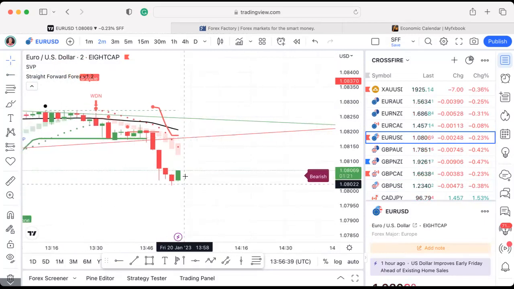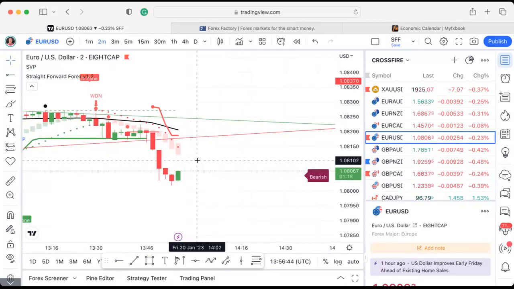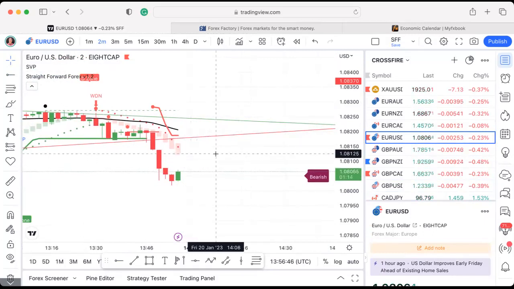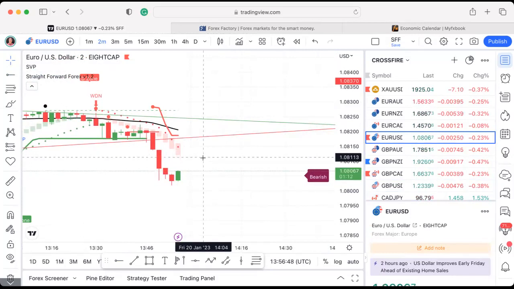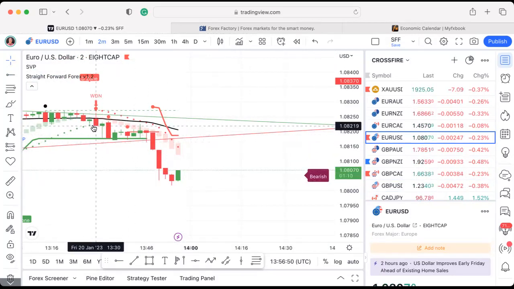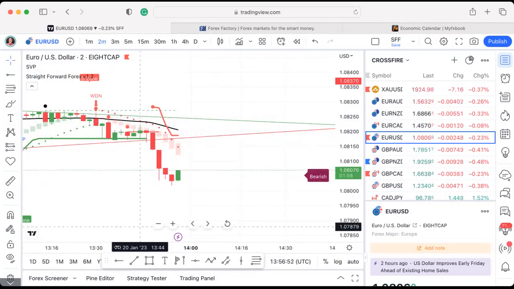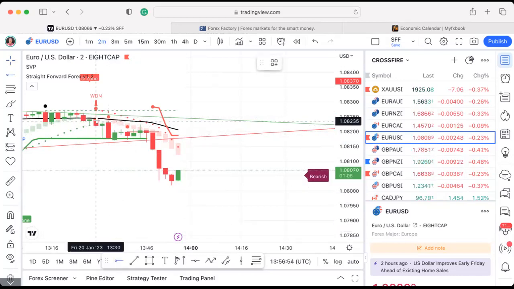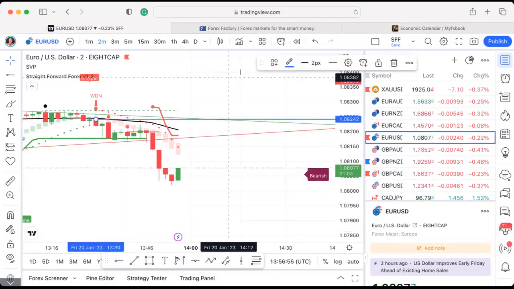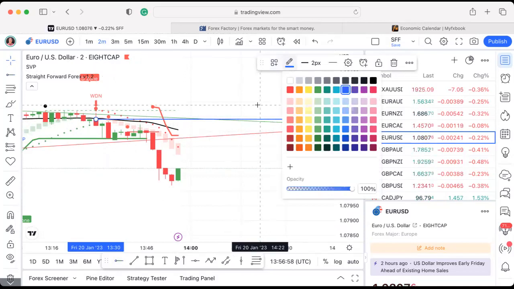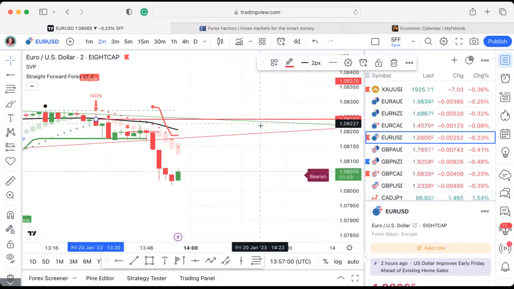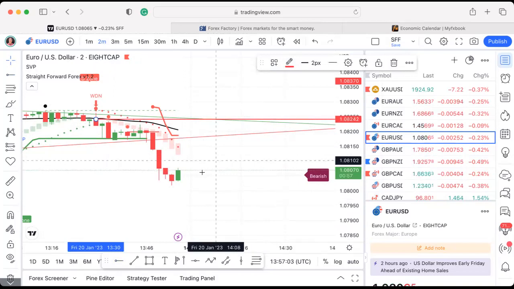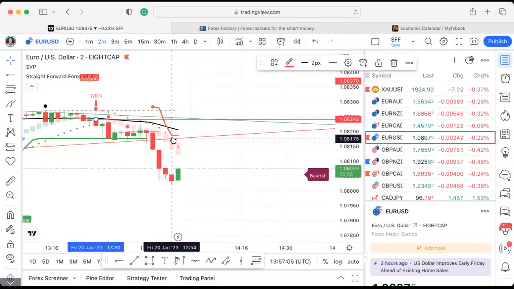But price is actually going up. So I'm not going to get into that one just yet. I'm going to think about where my stop loss is going to be. It's going to have to be the top of that candle. As I say, I'm not getting in because price is actually going up. Everything else is in my favor, apart from the fact this has started to flatten out.